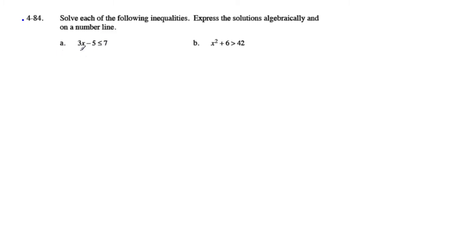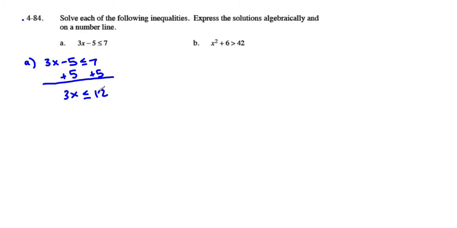So here we go. First thing we can do, let's rewrite it so we have some room and we can see it. 3x minus 5 is less than or equal to 7. So let's just work on isolating x by undoing what we can. So let's add a 5 to each side. We're going to have 3x is less than or equal to 12.